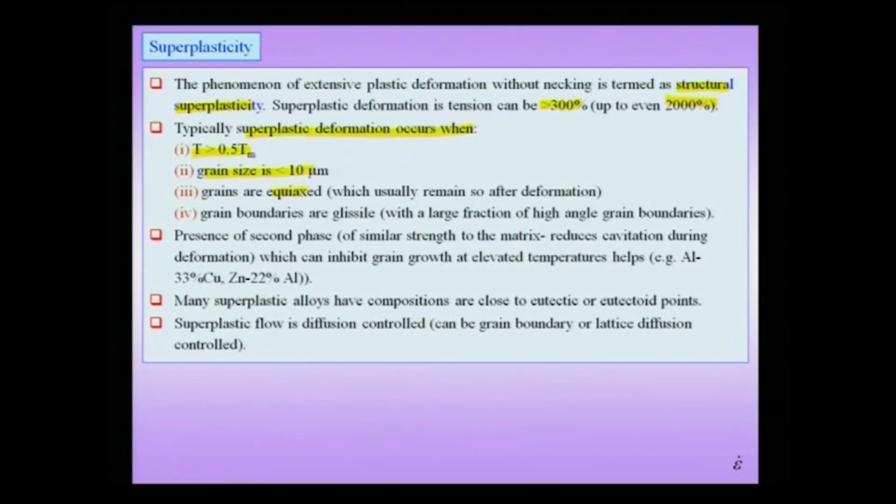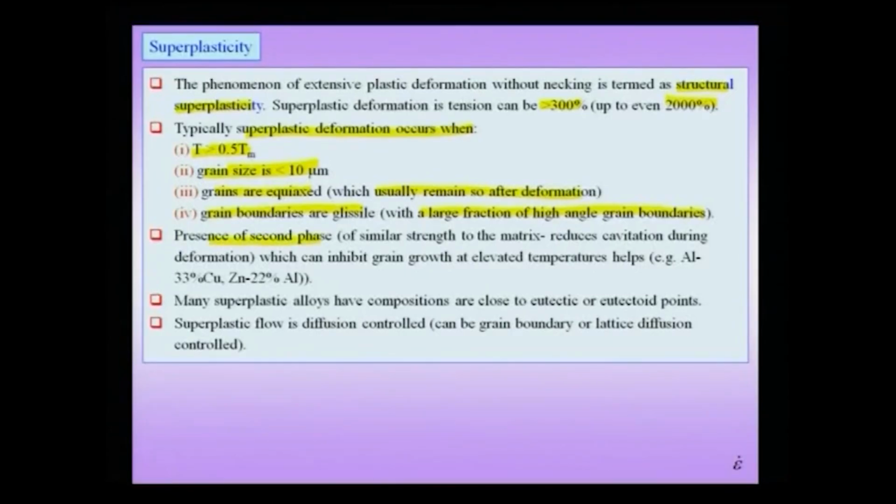The grains, if they are equiaxed, it helps, and especially so if they remain so during and after deformation, and the grain boundaries are glissile. That means they are not pinned, and typically that means we have a large fraction of high angle grain boundaries. So these factors tend to promote superplastic deformation in materials. To summarize, it is typically more than about 0.5 Tm, which is close to the recrystallization temperature. The grain size is in the micron scale, the grains are equiaxed, and we have a large fraction of glissile grain boundaries.